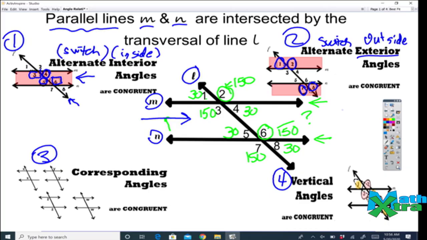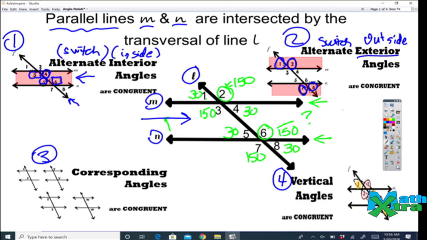So again, if I understand alternate means to switch, exterior means outside. Outside what? The parallel lines. Switching across what? The transversal. Then I understand how to find these angles. All right, let's look at more.